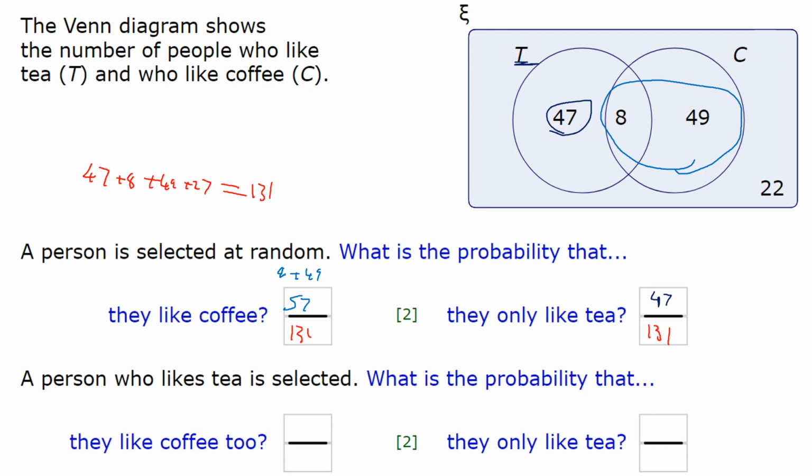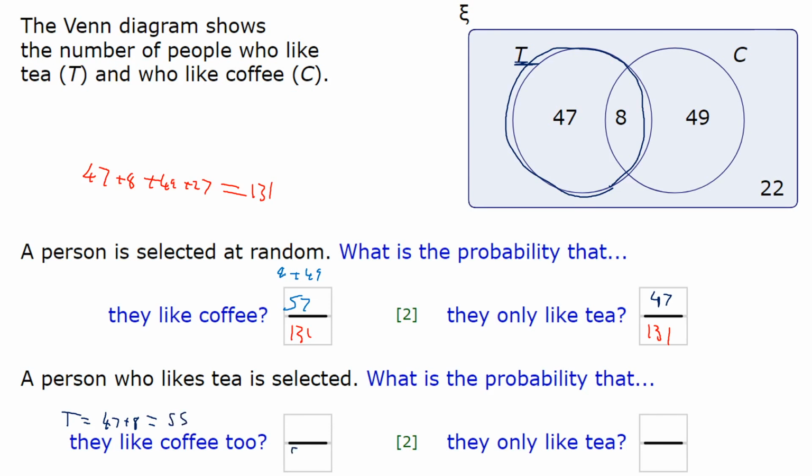What about if a person who likes tea is selected? So this is what we're talking about. Given that this person likes tea, right? So we're only focusing on this circle here. What's the probability that they like coffee? Well, how many people like tea? The number of tea drinkers is equal to 47 plus 8, which is equal to 55, right? Because there's 55 different people to choose from, isn't there? And the number of people who like coffee out of the people who like tea is 8. So the answer is 8 over 55.